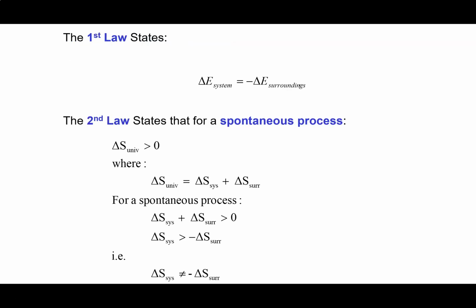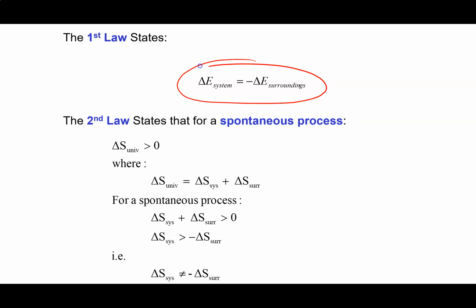So just reviewing, the first law of thermodynamics, which is the law of conservation of energy, states that the change in energy of a system is equal and opposite to the change in energy of the surroundings. The second law of thermodynamics, which we were just introduced to, says that for any spontaneous process, the change in entropy of the universe is always a positive number. And we recognize that the change in entropy of the universe is equal to the sum of the change in entropy of our system plus the change in entropy of our surroundings.